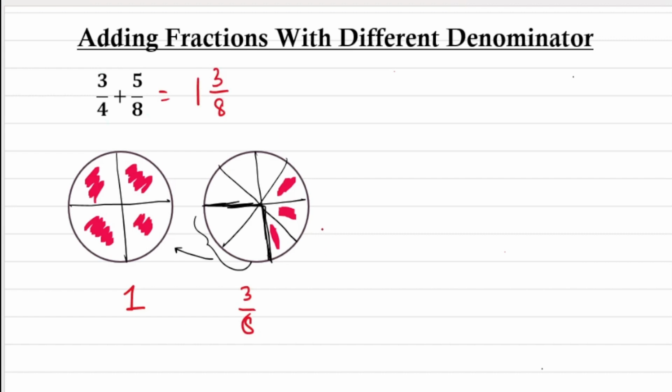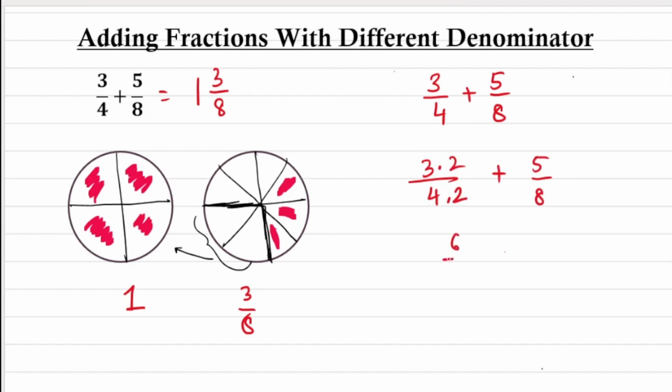Now every time we do not have to show it with the visual. So what would be my process? For 3/4 plus 5/8, all I need to do is make the denominators the same. What is the common denominator of 4 and 8? It is 8. And how can I make 4 into 8? By multiplying it by 2. Whatever we do to the denominator, we do the same with the numerator, and 5/8 stays as it is.